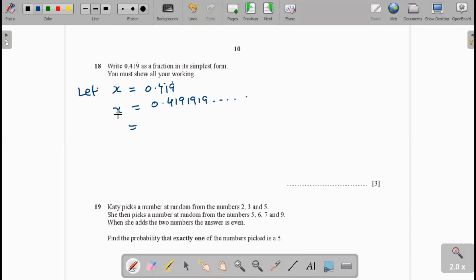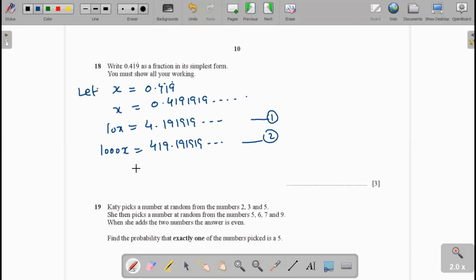Now, firstly, we separate the non-recurring digits. If we multiply it by 10, the recurring decimal becomes 4.1919 and 19 and so on. We name this the first equation. And in the second equation, we multiply equation 1 by 100. When we multiply by 100, we get 1000x, and the decimal number becomes 419.1919 and so on. And this is equation 2.